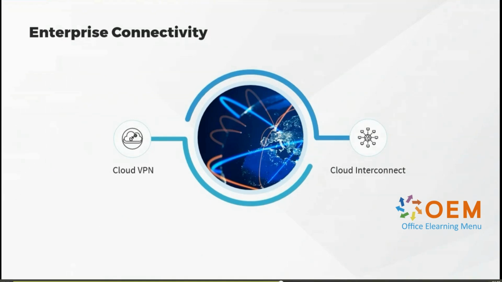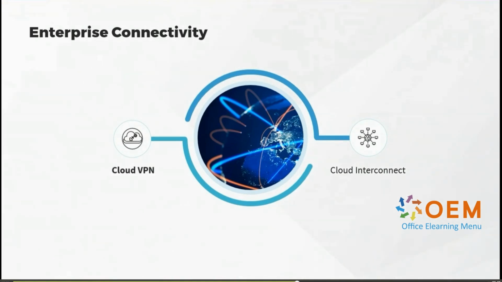Cloud VPN is easier to set up and is cheaper, but gives you lower bandwidth. Cloud Interconnect is more expensive and more complicated to set up, but it offers higher bandwidth connections and it avoids the public internet. With that high level distinction in mind, let's now talk about each in more detail.